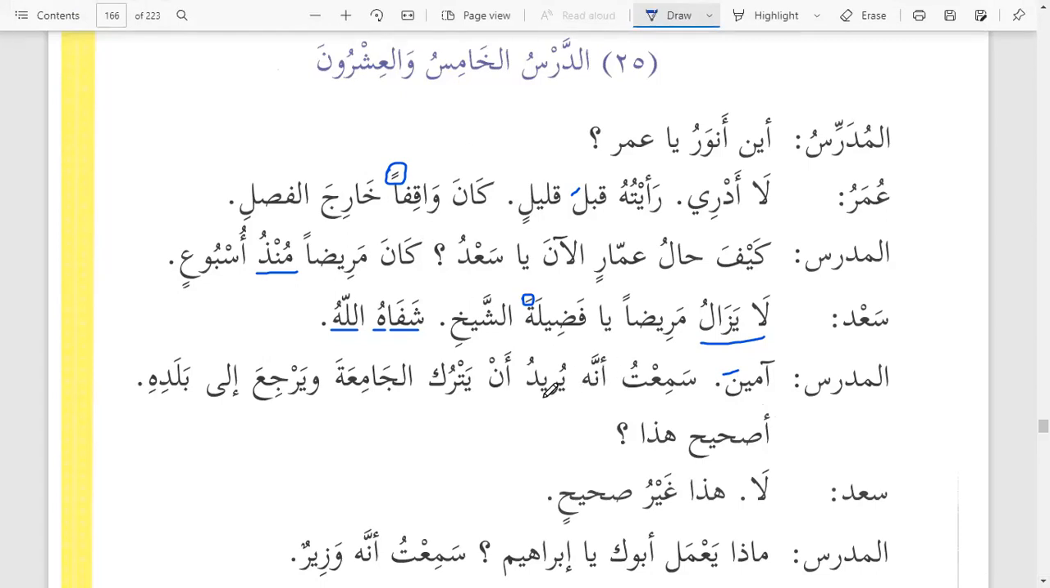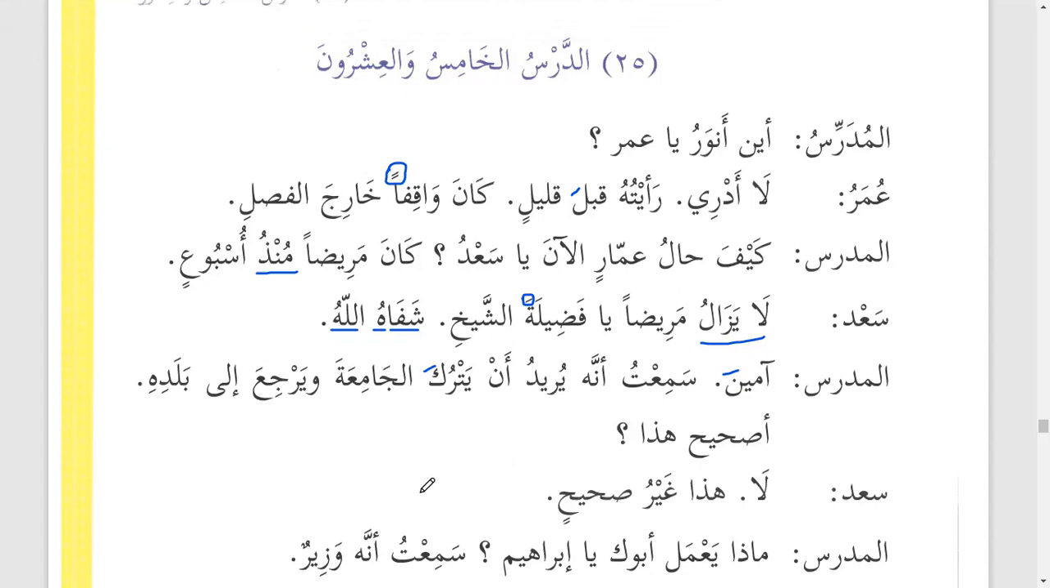سمعت أنه I heard indeed يريد أن يترك الجامعة ويرجع إلى بلده. He wants to leave the university and return to his country. Excellent. I've heard that he Yuridu wants أن يترك الجامعة. He wants to leave his university ويرجع إلى بلده, and to return to his country.